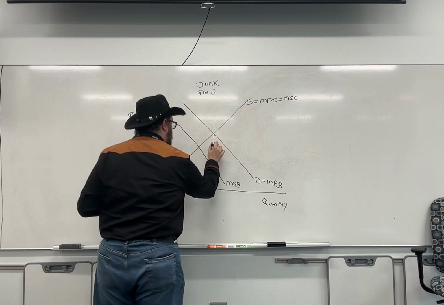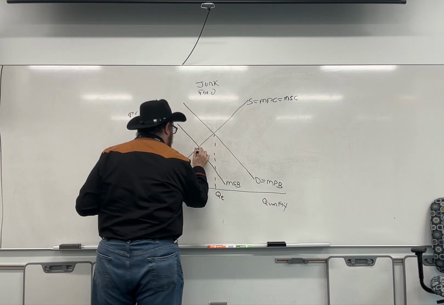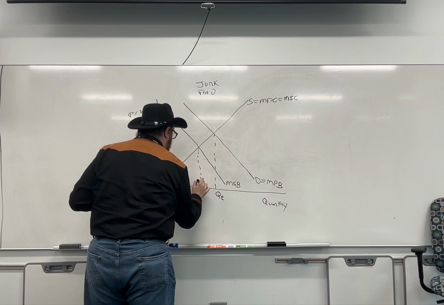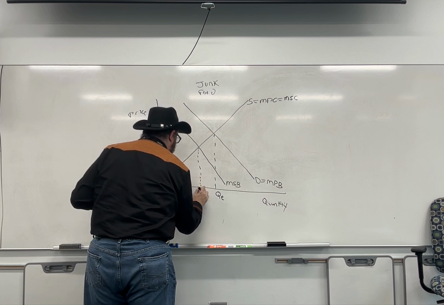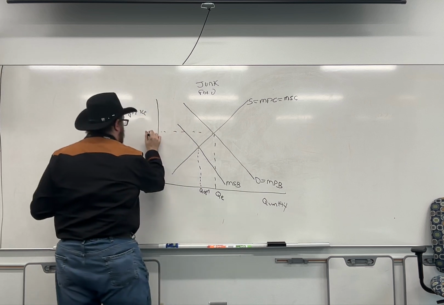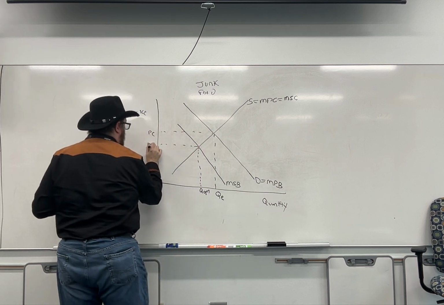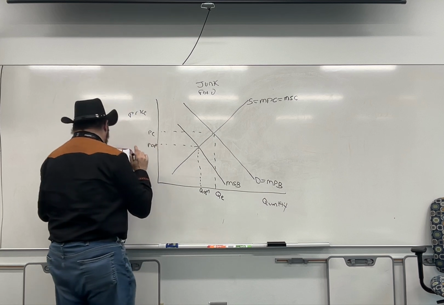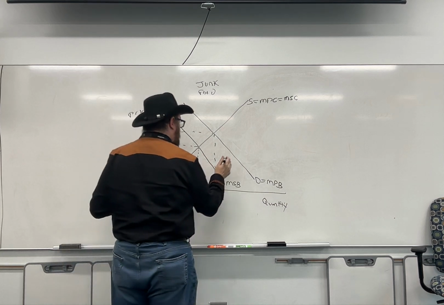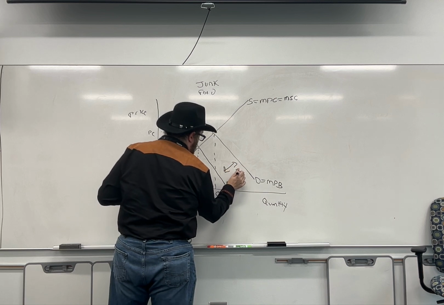We need to do some labeling. This is QE. This right here, where marginal social benefit would be, is Q opt. This is PE. This is P opt. The other thing we would do right in between is the external cost.